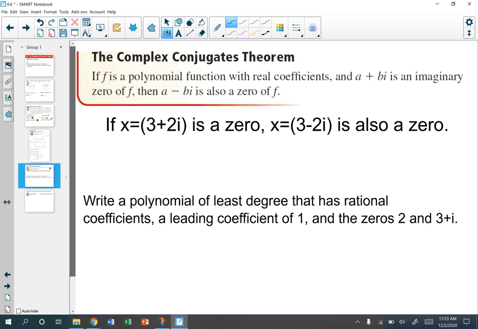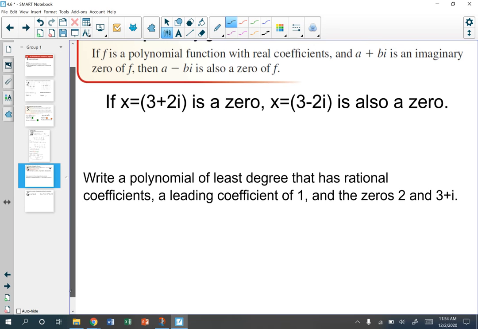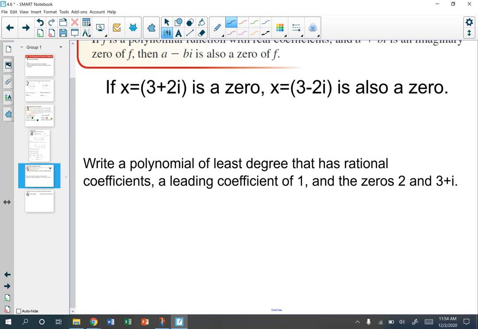All right, complex conjugates theorem. That is very similar to our irrational roots theorem. It's just saying that the conjugates are zeros here. So if we have x equals 3 plus 2i, if we're given that that is a 0, then we know that 3 minus 2i is also a 0. So this is going to be a very similar concept to what we already did with irrational roots. So let's just use that same concept to do this.